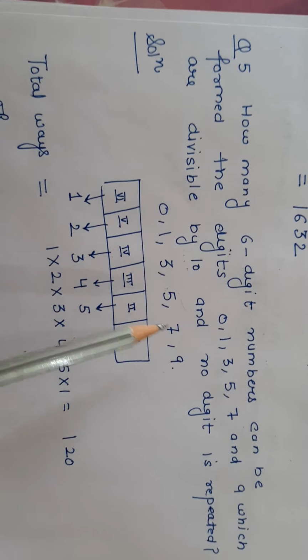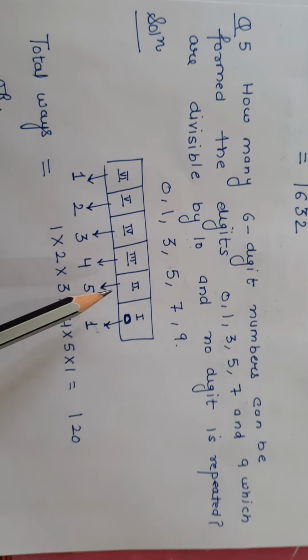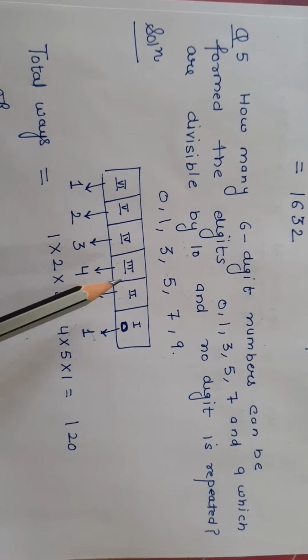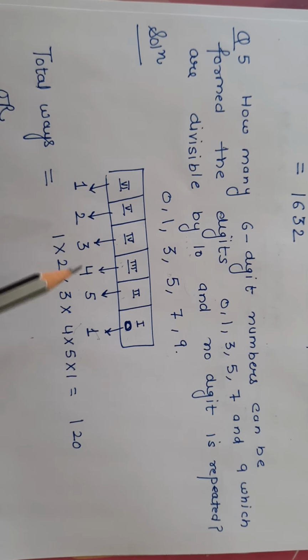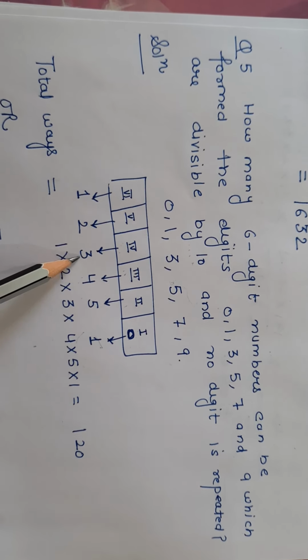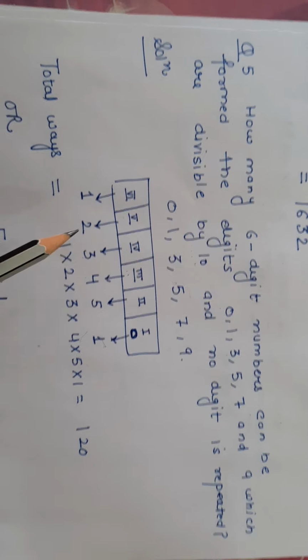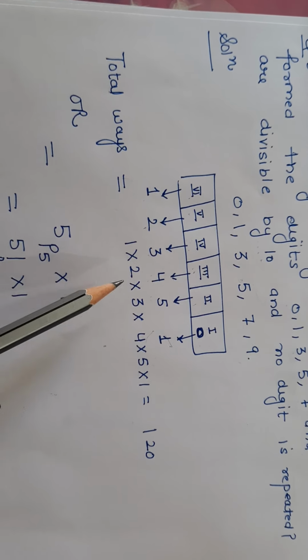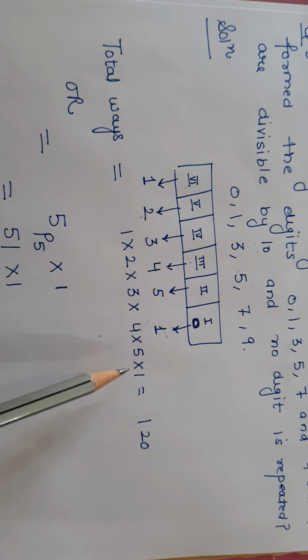Now the repetition is not allowed. The total digits were 6. From 6 we have used this. So that means now we are left with 5. Again repetition is not allowed. Here you can have 5 options, for this place you have 4, for this place you have 3, for this place you have 2, and for this place you have 1. So by using fundamental principle of counting, the total ways are 1 into 2 into 3 into 4 into 5 into 1. Answer is 120.